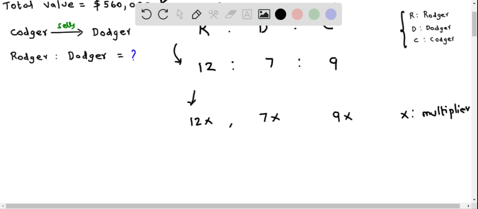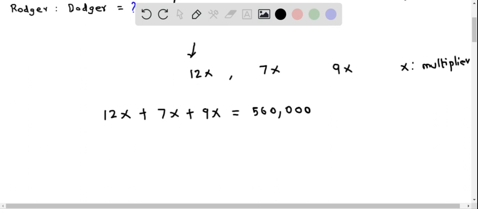So I'm going to write this down in equation form. Since Roger's share is 12x, I'm adding Dodger's share, which is 7x, and Codger's share, 9x. The sum of their shares will be the total value of the business, which is 560,000. So let's solve for x from this equation.